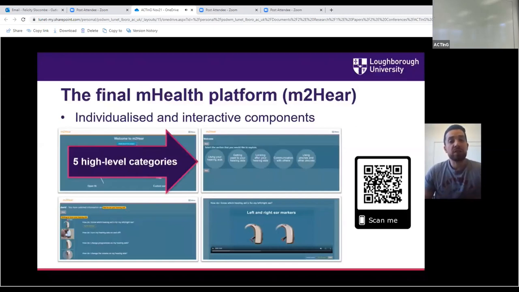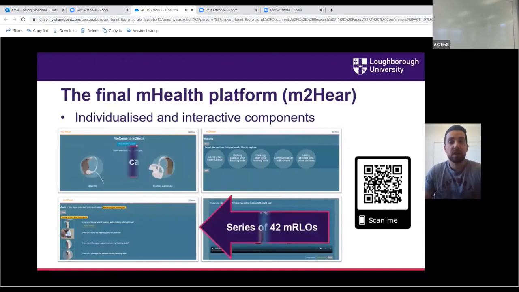Users then were shown this screen, so there were five high-level categories referring to aspects of the patient pathway, such as using hearing aids, getting used to them, looking after them, communication with others, and using phones and other devices with the hearing aid. They could also select from a whole host of videos that they wanted to watch, and the mHealth platform tracked what was used, what was watched.